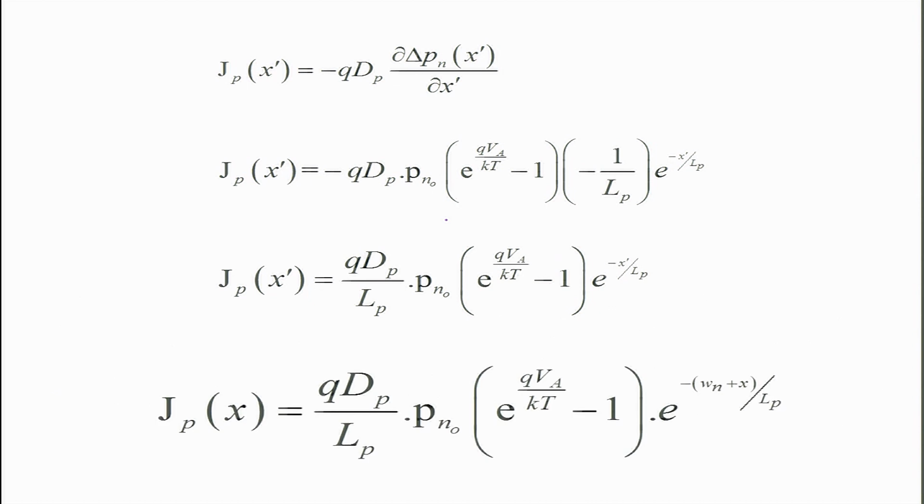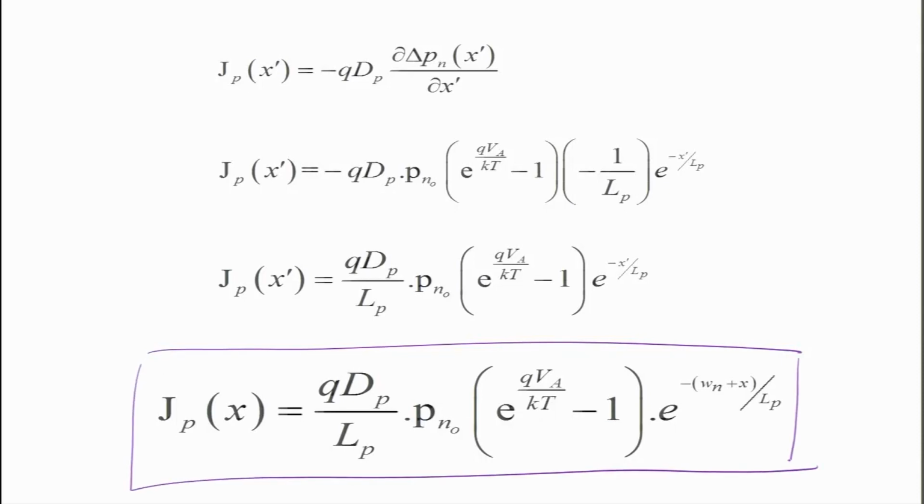If you just keep doing it, what we get is Jp of x prime is equal to q Dp divided by Lp into Pn naught into exponential of qVa by kT minus 1 into exponential of minus x prime divided by Lp. Substitute x prime by x: x prime is equal to 0 where x is equal to Wn, as a result x prime is x plus Wn. So we have made the substitution, and we get the equation for Jp.